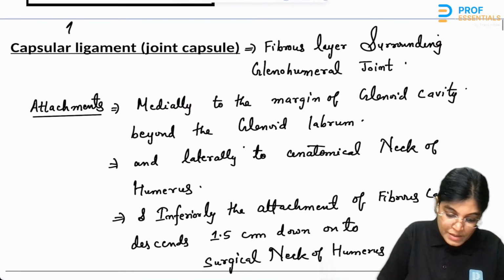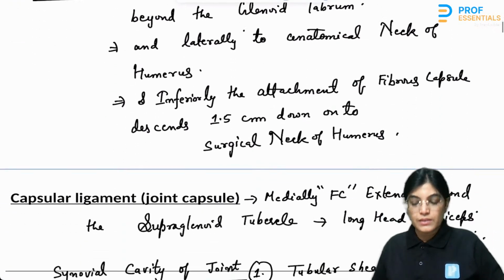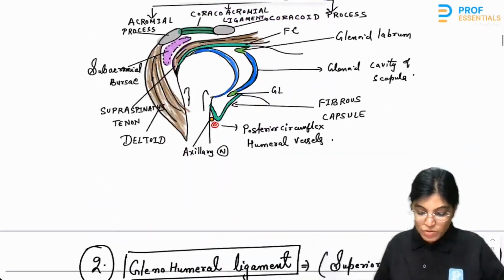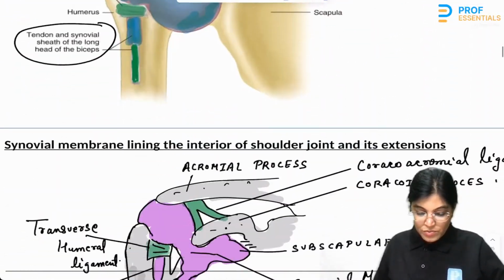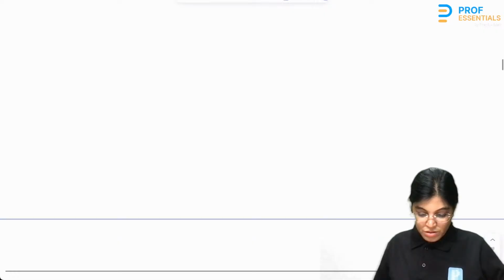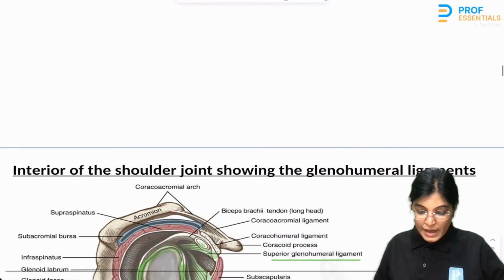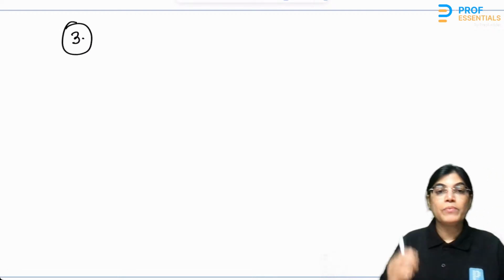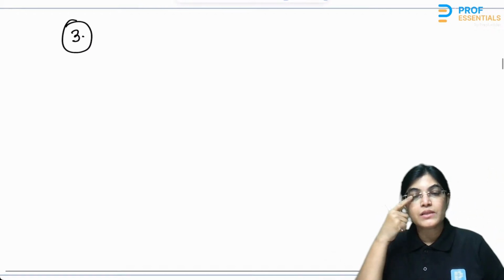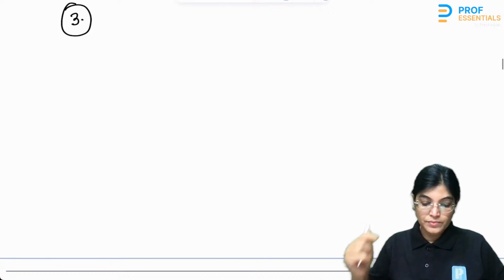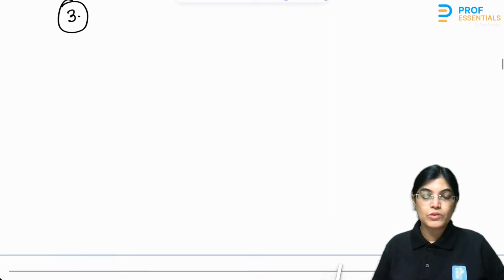This was the fibrous capsular ligament. So we have finished the fibrous capsule. We have talked about it in detail. We have also finished the glenohumeral ligament, and let's talk about the third ligament, which is giving primary support to the shoulder joint.